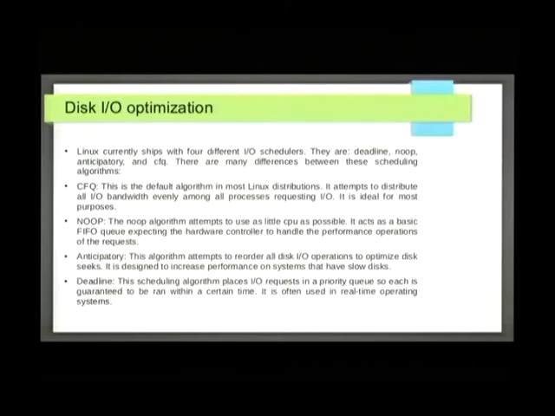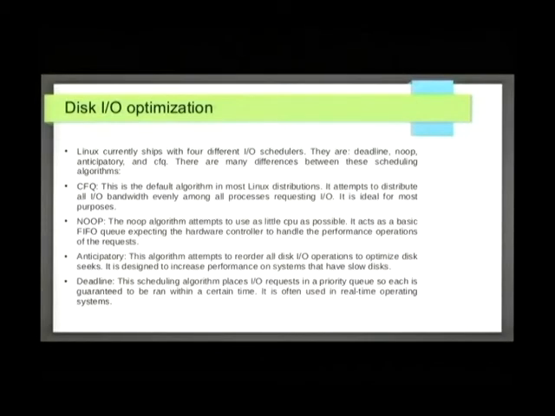It attempts to distribute all I/O bandwidth evenly among all processes requesting I/O, and it's ideal for most purposes. If you check on your laptop, on your client PC, which algorithm you use, it will be CFQ.